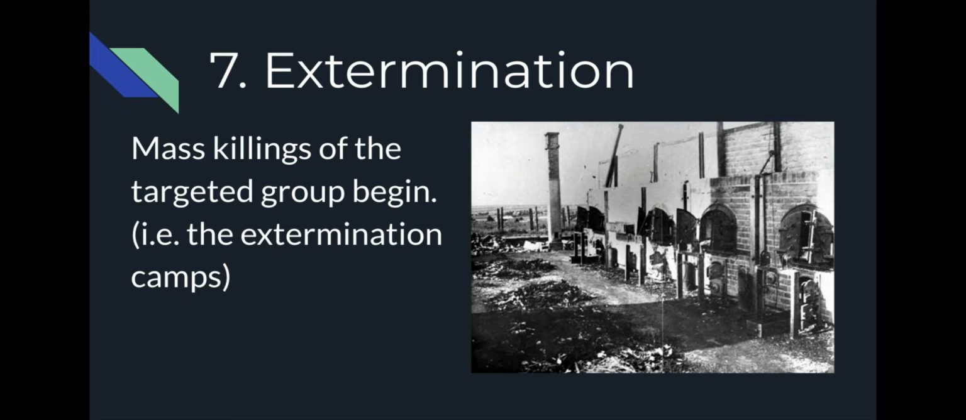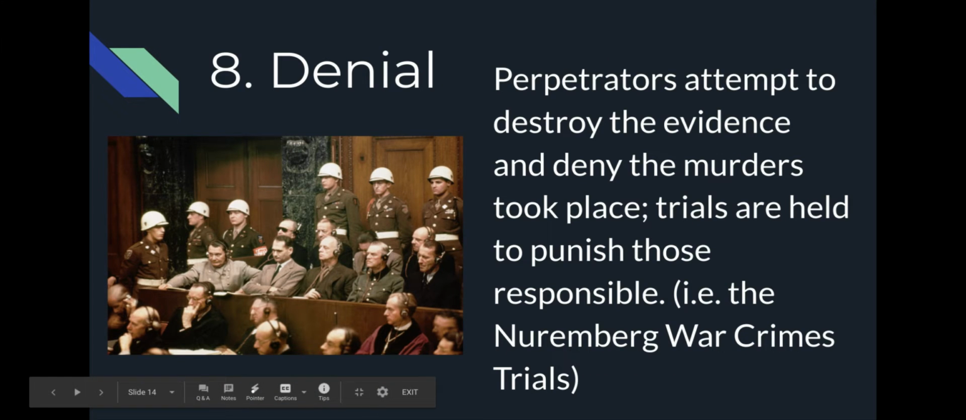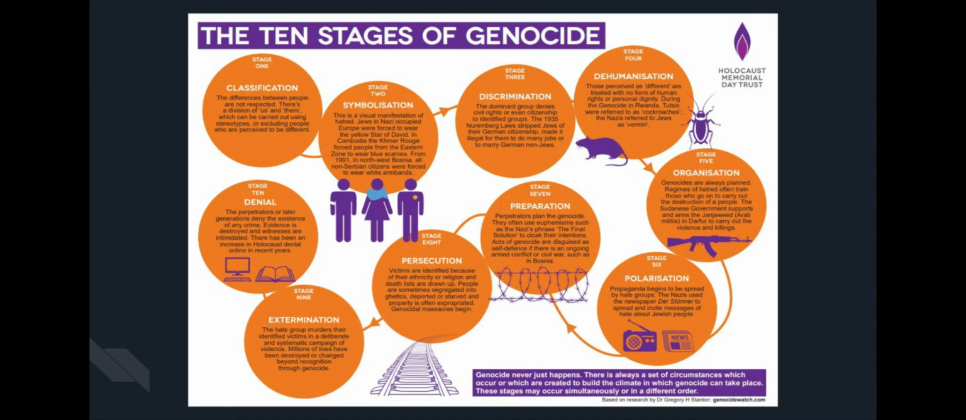Seven is extermination, and we are very familiar with the extermination camps and the gas chambers that were used in World War II. And then we also see denial of these different events. And so we see that there's the war crime trials and people trying to say that they were not responsible for what was actually happening and they were just following orders. So it gets tricky as we look at this. Sometimes they expand these to 10 stages of genocide, but it gets at the same idea here.